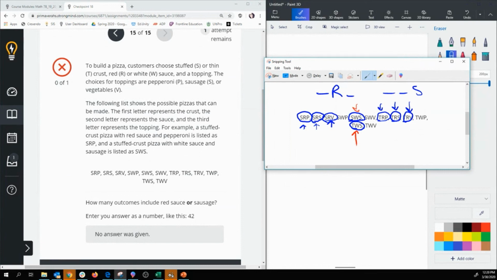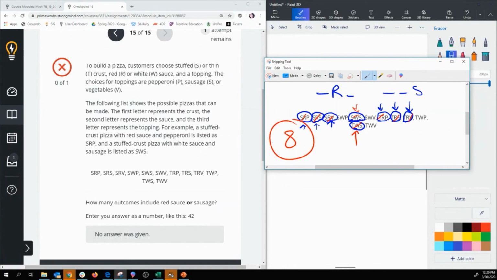Okay, do you guys see why I circled the ones that I circled here? Yeah. So again, we're including any of the ones that have red sauce or if they have sausage. So they could have only one of each if they wanted to. So it's just asking for outcomes. So all we have to do is just add them up together. So I'd have 1, 2, 3, 4, 5, 6, 7, 8. So I have 8 possible outcomes that include red sauce or sausage.